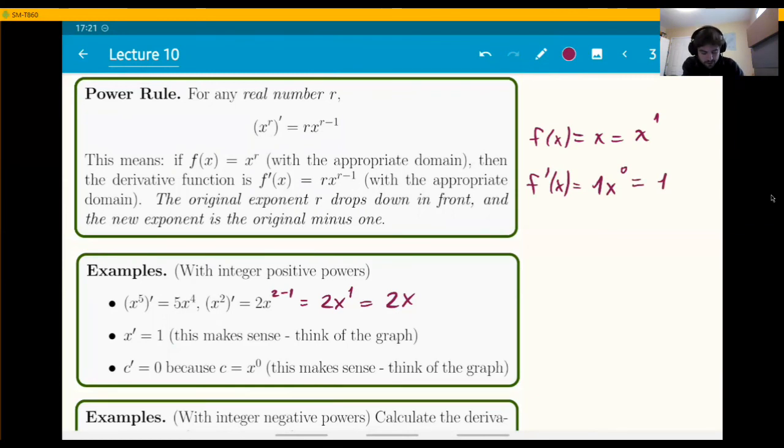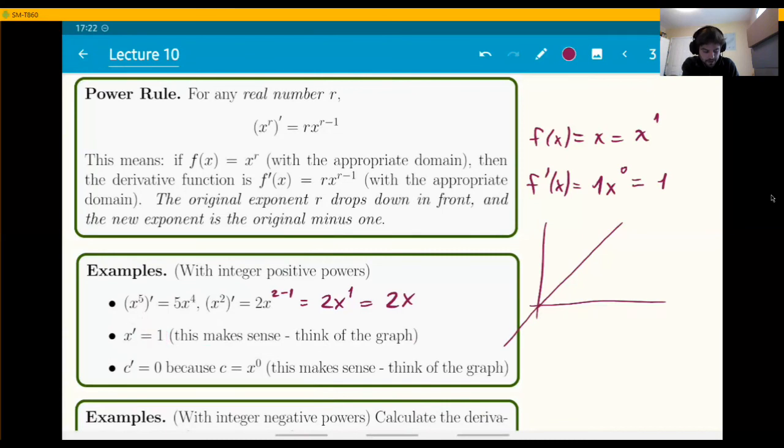And I wrote a remark here that this actually makes sense. Think of the graph. The graph of the x function is this line at a 45-degree angle, extending at any value of x. We know that the derivative is the slope of the tangent line. Well, the tangent line to this graph is the line itself, is the graph itself, and it has a slope of 1 because of the 45-degree angle. Tangent of 45 is 1. So it makes sense that the derivative at any point is always the number 1.